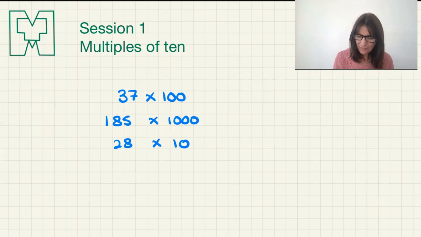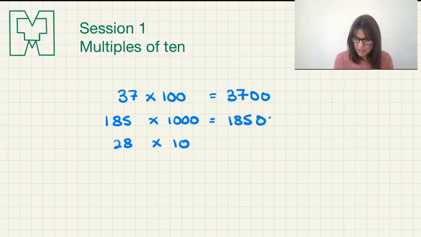So 37 times 1 is 37. I ignored 2 zeros, so I'm now going to add those on. 185 times 1, so 185 is my answer. 3 zeros were ignored, so we're going to add those on. And then 28 times 10, so 28 times 1 is 28, add the 0.